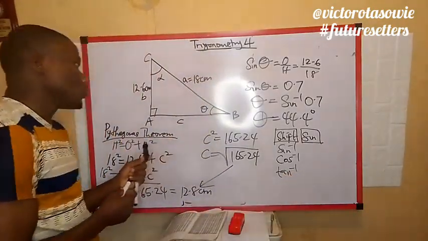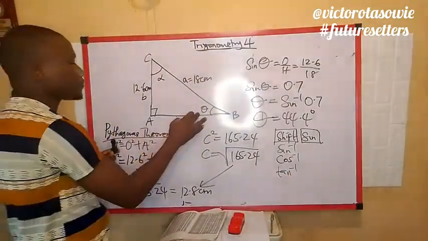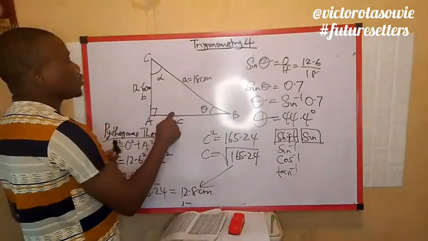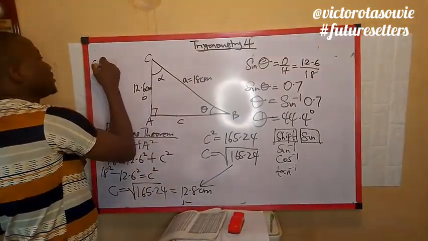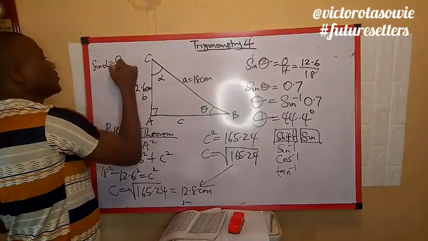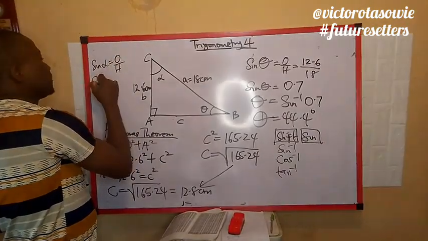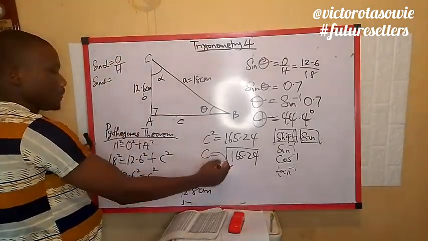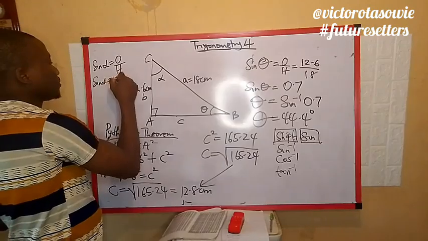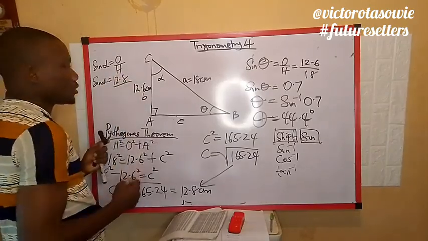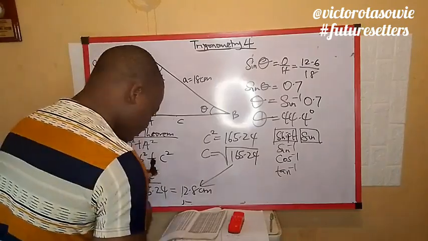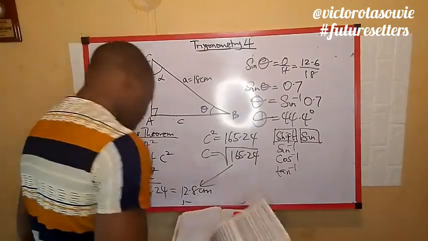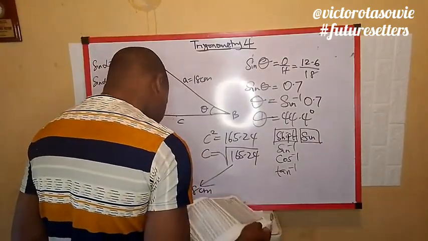So also in this particular part, you are looking for alpha, which is opposite over hypotenuse. So that means you have sine alpha equal to opposite over hypotenuse, which is sine alpha equal to, what's c? We have c to be 12.8 over, what's hypotenuse? 18. So you divide it and you get something from there.